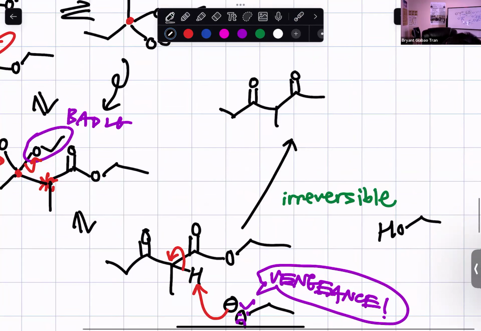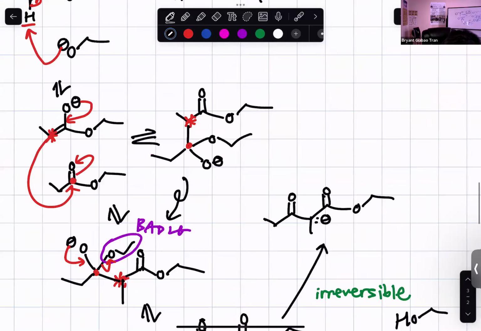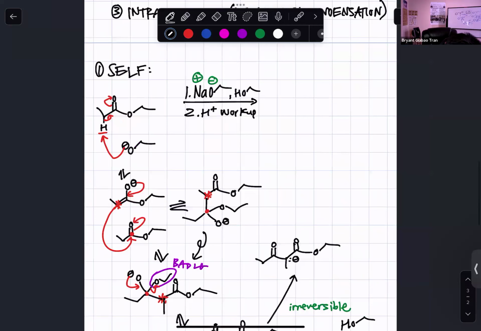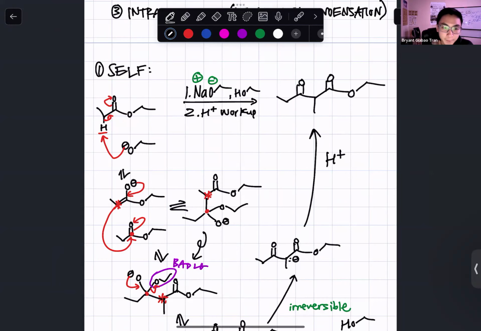And we would have a negative charge on the alpha carbon now. And then this is where we bring in the second step, the acid workup step, right? H plus workup, which is just going to neutralize the alpha carbon to become neutral. Final answer is that. Okay. A beta keto ester or a 1,3 dicarbonyl.